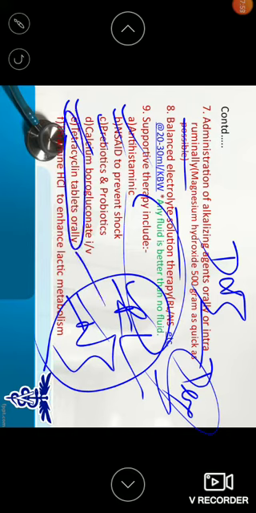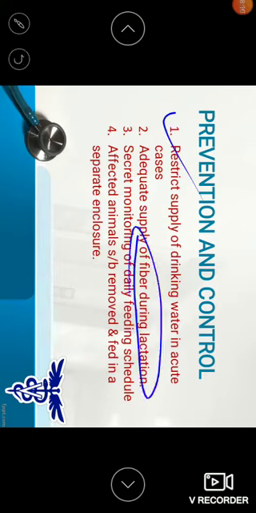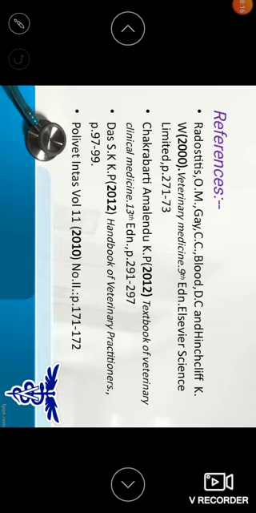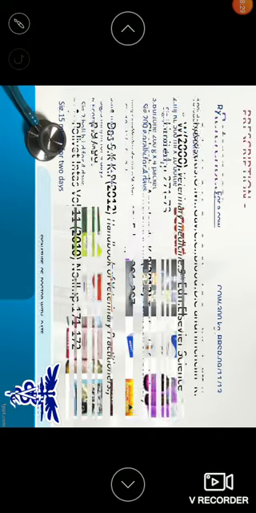And there is prevention and control. So there is strict supply of drinking water in acute cases, very important. Adequate supply of fiber during lactation, strict monitoring of the daily feeding schedule. Affected animals should be removed and fed in a separate house. I have collected all this information from the book Blood, Amlan Chakravarti, Das, the Handbook of Veterinary Practitioners, and the Intas Polivet, volume 11, 2010.